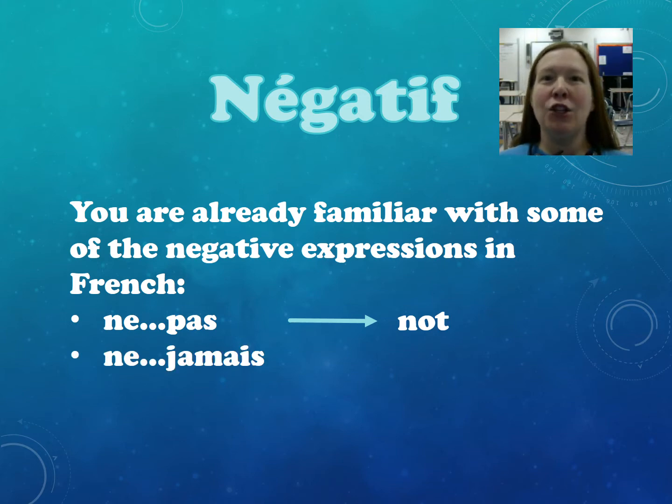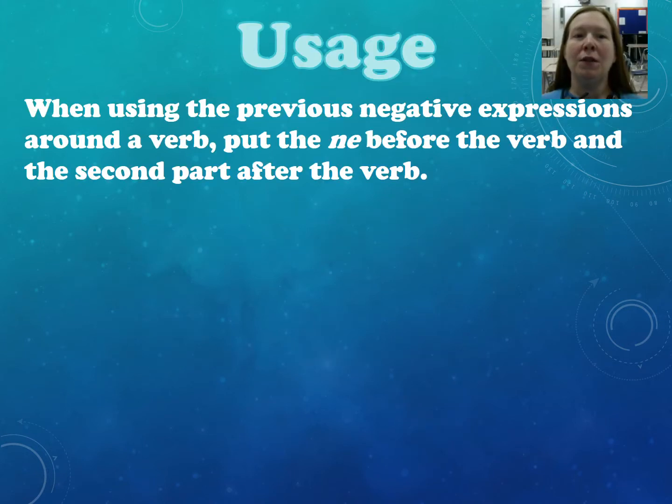The next one is ne jamais, which means never. And you use them in the same way. When you use the previous negative expressions around a verb, you're going to put ne before the verb and the second part, whether it's pas or jamais, after the verb.